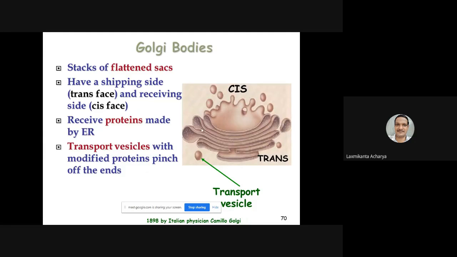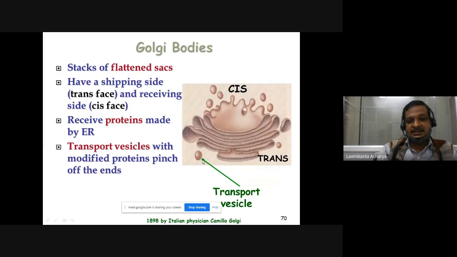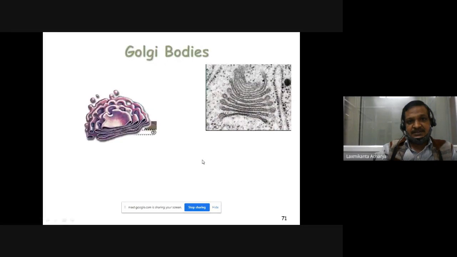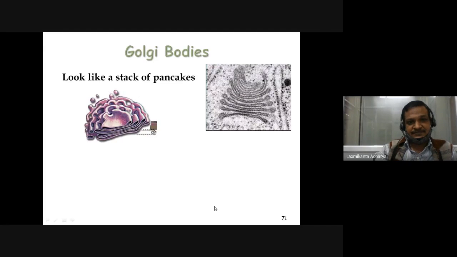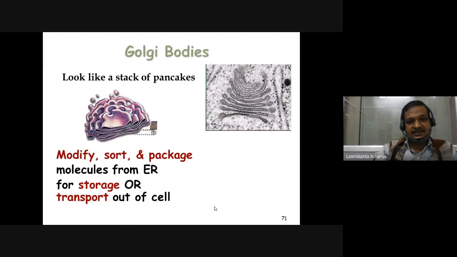This is a transport vesicle. See how the transportation is happening. It's like pancakes. They can modify, sort and package the molecules that are coming from the endoplasmic reticulum. So different proteins and other molecules can be processed.